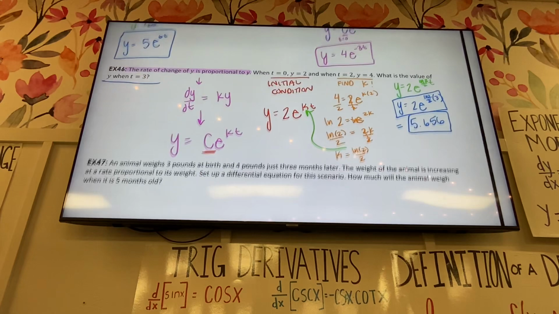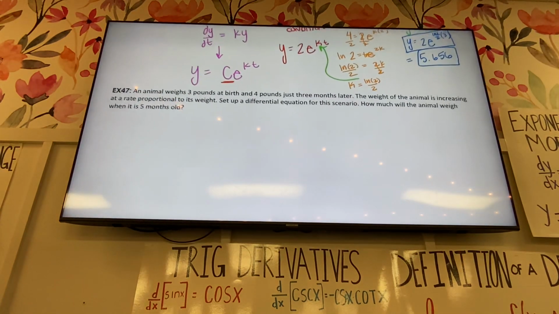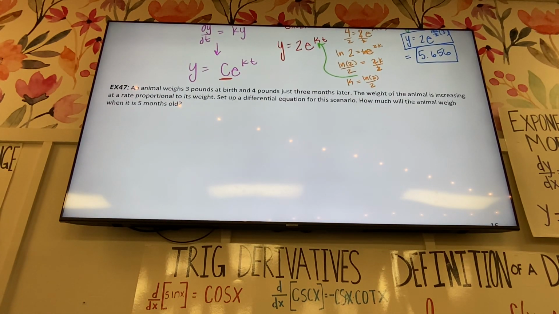Okay, let's look at the next one. More words and a real life scenario. An animal weighs 3 pounds at birth and 4 pounds just 3 months later. The weight of the animal is increasing at a rate proportional to its weight. Set up a differential equation for the scenario. How much will the animal weigh when it is 5 months old?